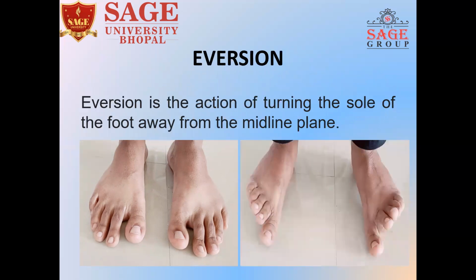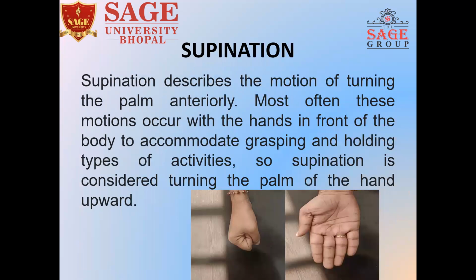Next is eversion. Eversion is the reverse of inversion. That is, eversion is the action of turning the sole of the foot away from the midline plane. You can see in the picture the normal position of a foot, and in the next picture you can see that the sole of the foot is facing away from the midline.